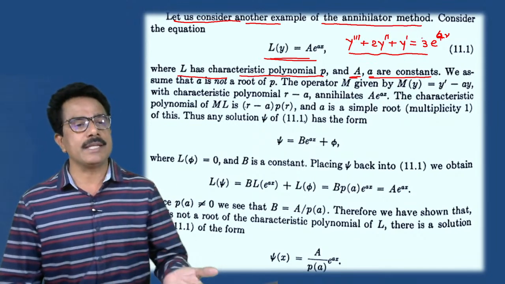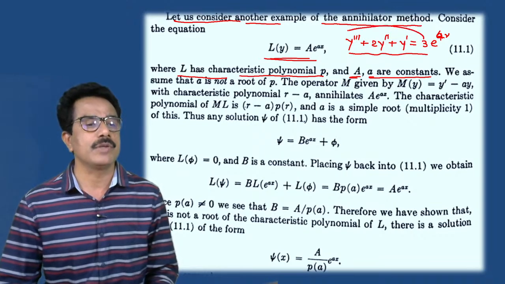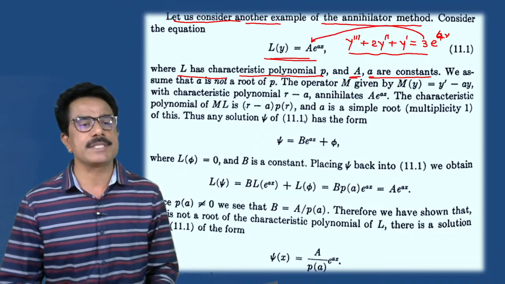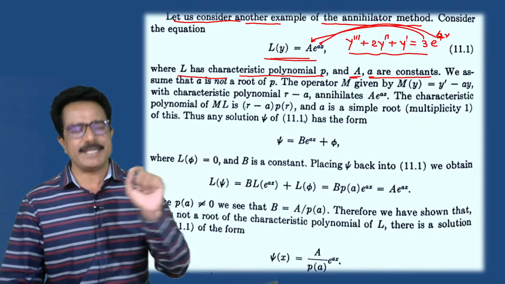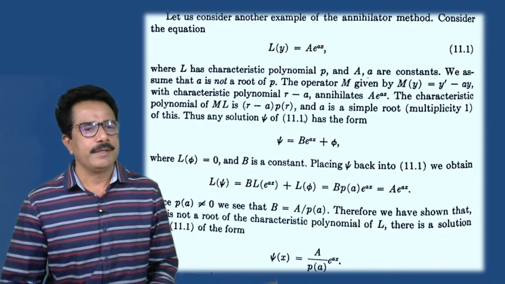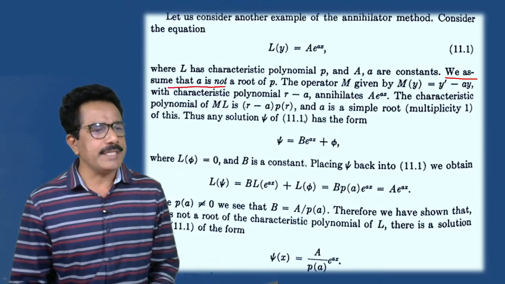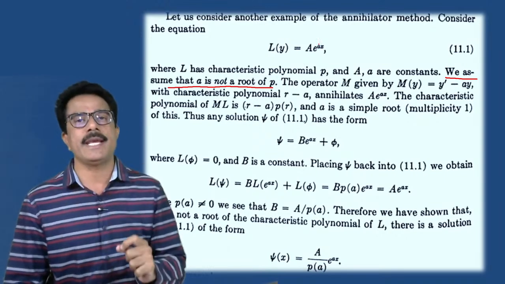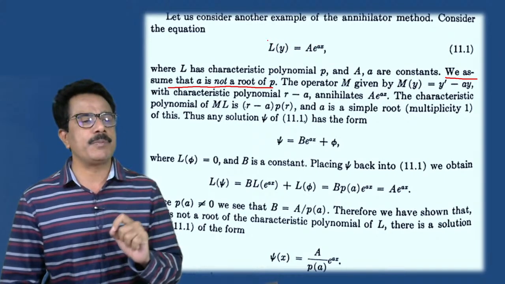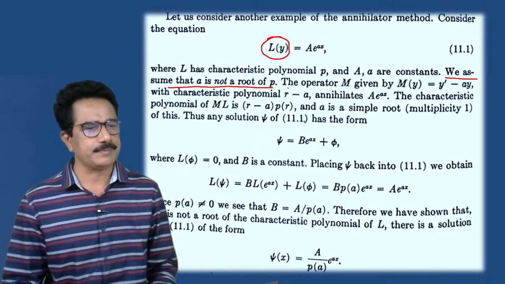Now how to annihilate with this method, how to convert this method into a shortcut method. Here capital A means 3 and small a means 4. Such an example. Now we suppose that small a is not a root of p. The value small a is not a root of the characteristic polynomial, p of r.